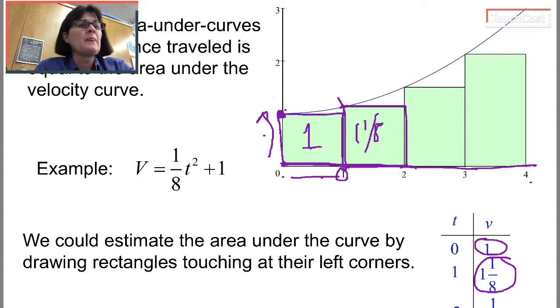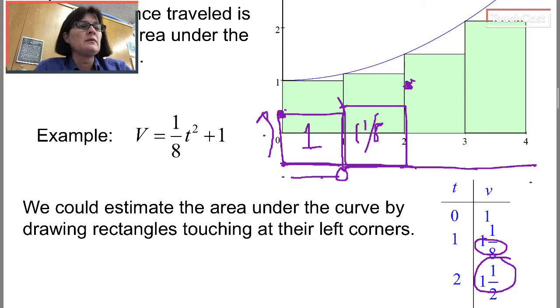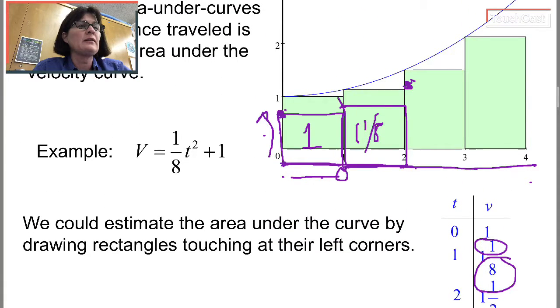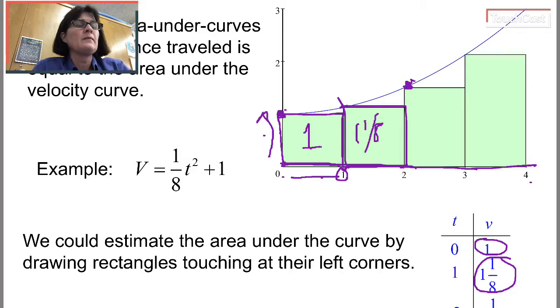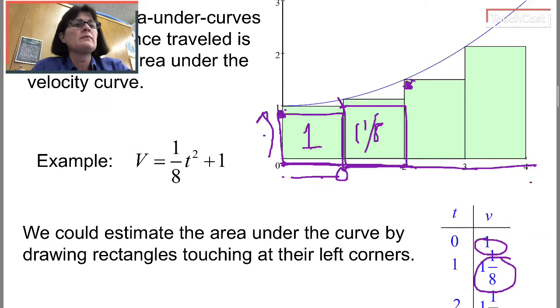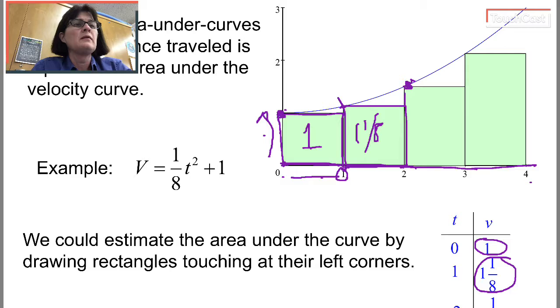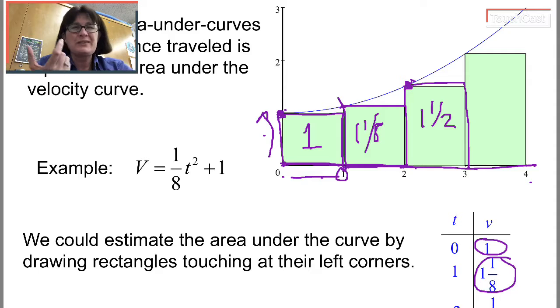And I'm going to keep going. My third rectangle, I'm going to have touch at 2 comma v of 2, and v of 2 happens to be 1 1/2, and then 2 1/8. Turn my marker back on. This rectangle, area 1 1/2. All these rectangles have a width of 1, so that's why I'm multiplying by 1. And it ends up that the area looks like I'm just using the height value. That's because I'm multiplying by the width of 1. And this was, what did I say, 2 1/8?